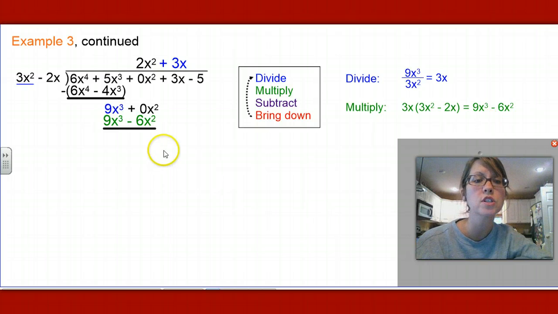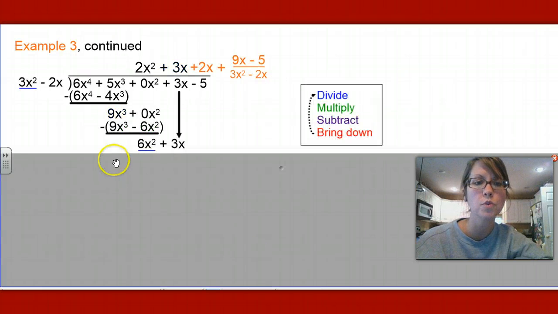Okay, so we're going to subtract these. Again, remember, you put the subtraction outside the parentheses, and then we're going to bring down the 3x, and I'll show you that on the next slide. All right, so when we subtract, we actually get positive 6x squared. Again, if we hadn't put this 0x squared in there, we would not have a like term right here, and we have to have that. That can be a clue for you.